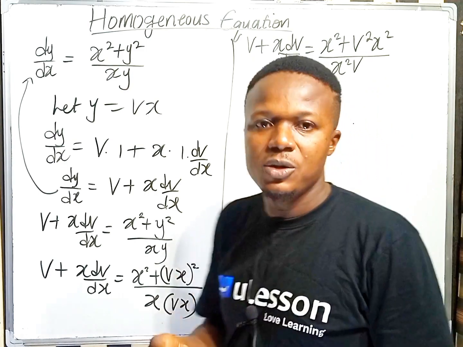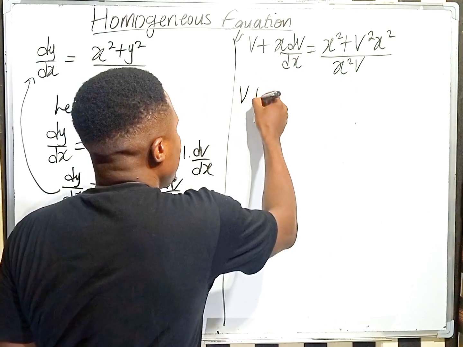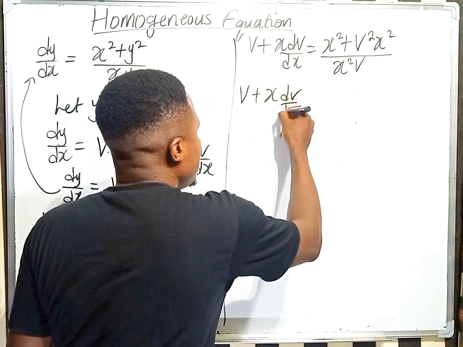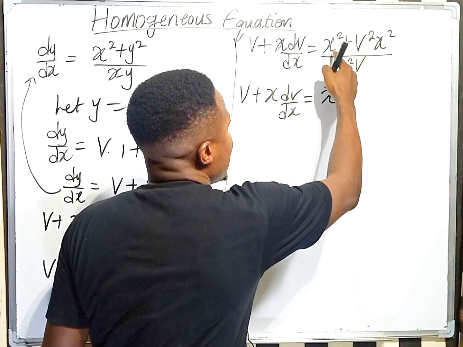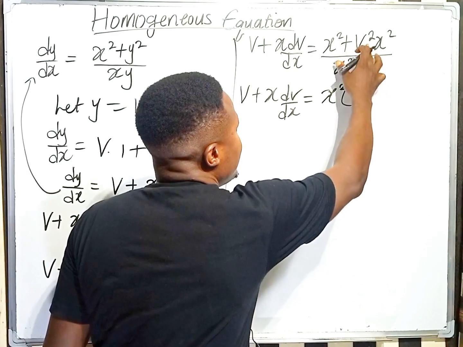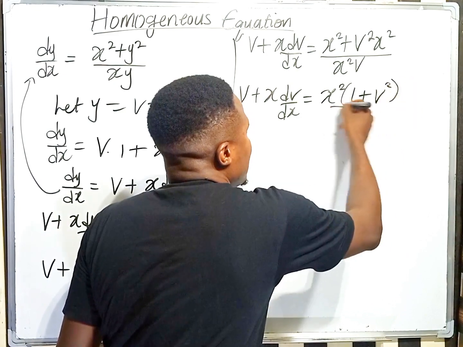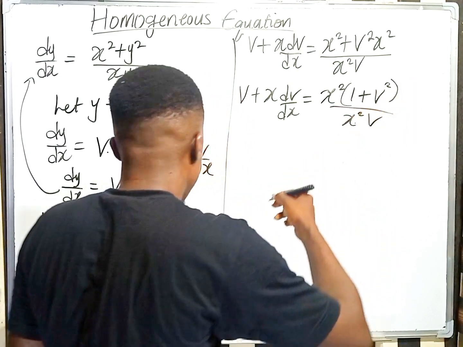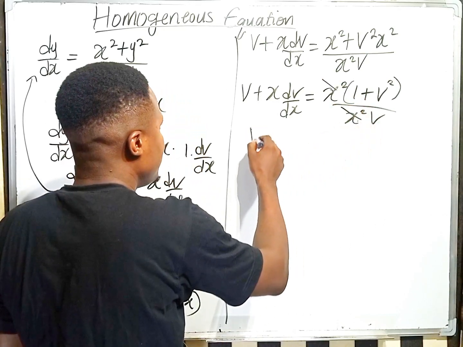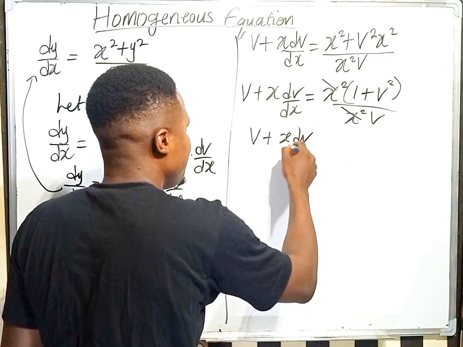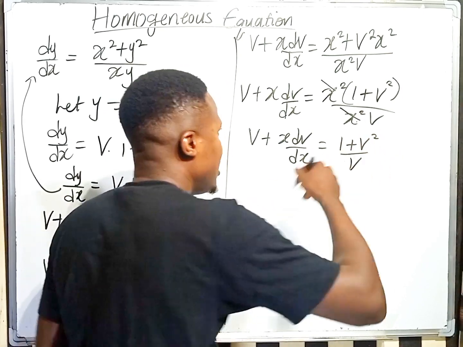Now from this, you will still notice that x squared is common, so I can factor out x squared. So I'll have v plus x dv dx is equal to x squared into this x squared divided by x squared is 1 plus v squared x squared divided by x squared is v squared, all over x squared v, right? Without wasting time, x squared will cancel x squared, leaving us behind with v plus x dv dx equal to 1 plus v squared all over v.